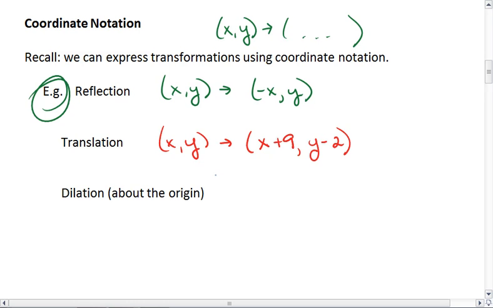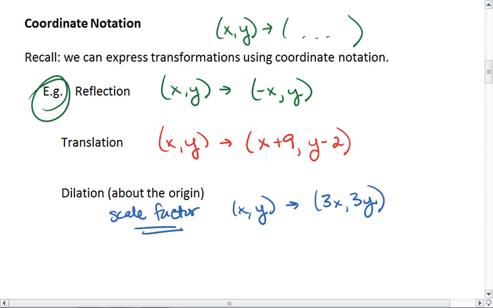Lastly, a dilation. Remember, we can have an enlargement or a reduction. To do that, we need to multiply both x and y by a scale factor. If that factor is greater than 1, such as 3, we're going to get an enlargement. If the number is between 0 and 1, then we get a reduction. So 1/2 x and 1/2 y would be a reduction.